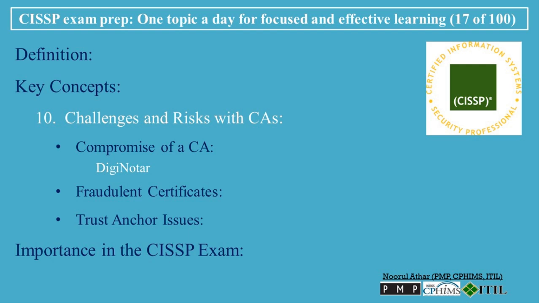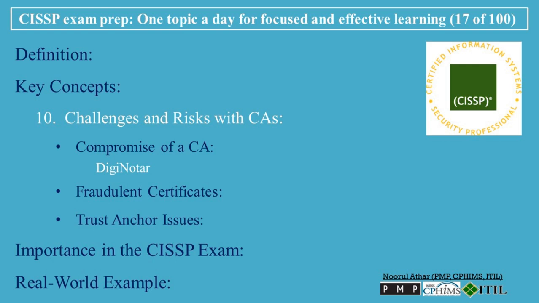Importance in the CISSP exam. Certificate authorities are central to public key infrastructure, PKI, and are a core concept in the security engineering and communications and network security domains of the CISSP exam. CISSP aspirants must understand how CAs issue, manage, and revoke digital certificates, the trust models in PKI, and how certificate chains of trust are validated. Questions may focus on how CAs enable secure communication, how certificates are revoked, and how compromised CAs can impact the security of the entire PKI system.